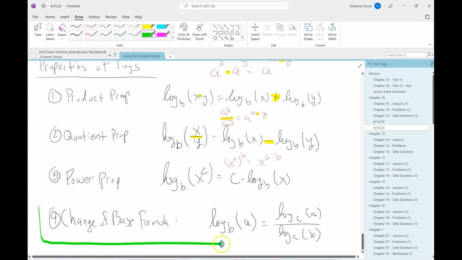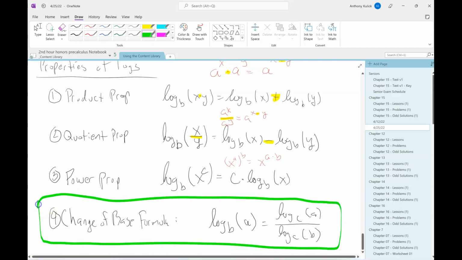Now, this change of base formula was something that, when Mr. Kulik was a math student, you used the heck out of that thing. You guys will probably never use it. So let me explain to you what happened between when Mr. Kulik was a high school student and now, when you are currently high school students.